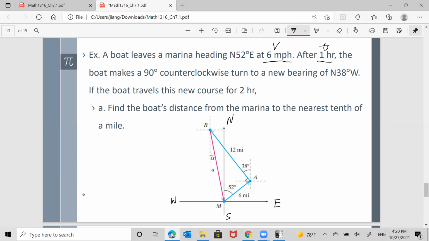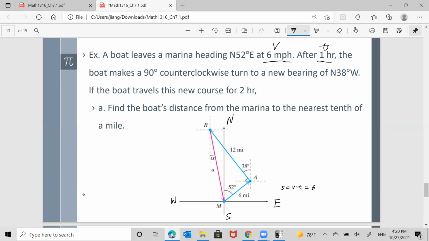After 1 hour, the distance from here to here is S equals V times T. V is 6, T is 1. So the distance is 6 miles. It's from M to A. So after 1 hour, when the boat gets to A, it makes a counterclockwise turn. So make a 90 degrees counterclockwise turn to a new bearing of north 38 degrees west.